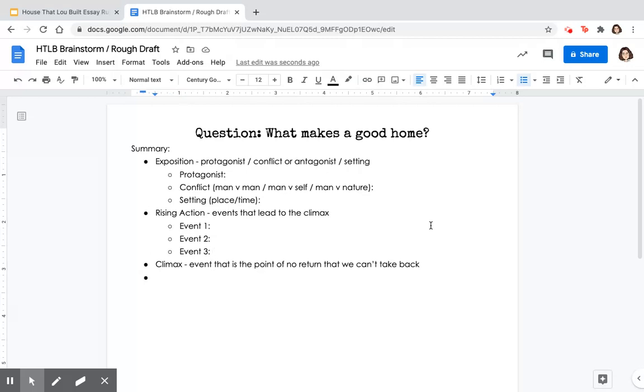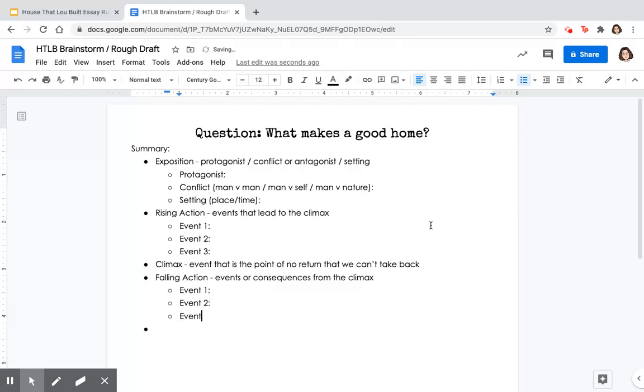Now, after this life-changing event, we need to deal with everything that happened. This is called the falling action. This is the events or consequences from the climax. So because the climax happened, what are some events that resulted?